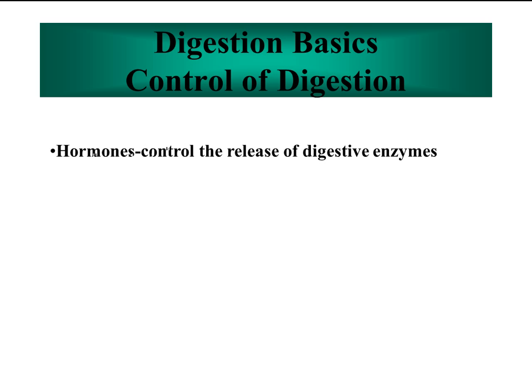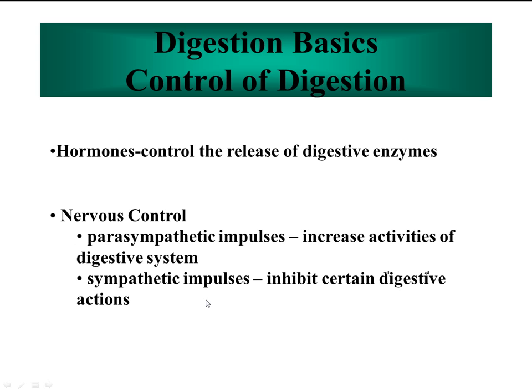The control of digestion is mainly hormones. Remember, there are two main controls of almost everything that happens in your body, and that's hormones and the central nervous system. Hormones control the release of digestive enzymes. Then you have nervous control. You have parasympathetic impulses, which increase activity of the digestive system, and the sympathetic impulses inhibit certain digestive actions. As we said before, remember, sympathetic is fight or flight.